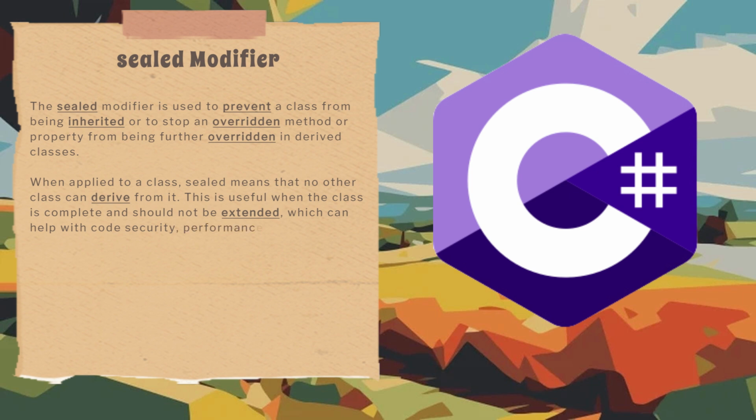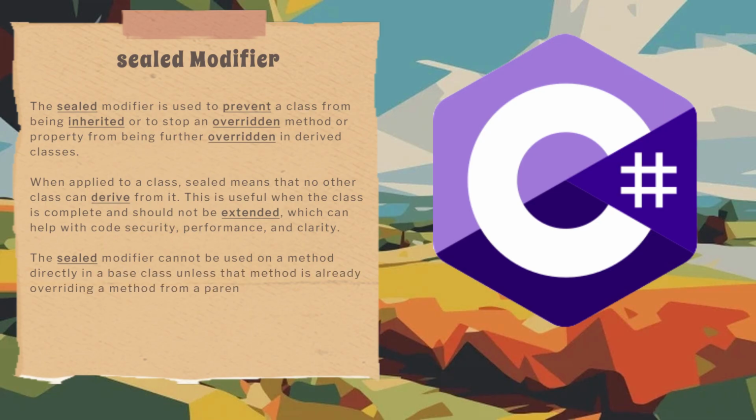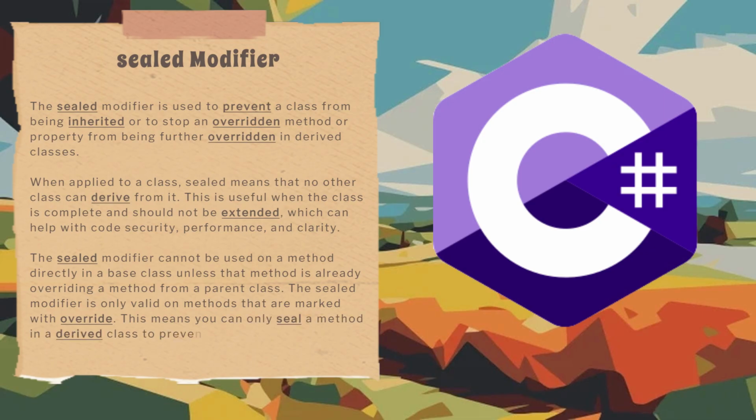and clarity. The sealed modifier cannot be used on a method directly in a base class unless that method is already overriding a method from a parent class. The sealed modifier is only valid on methods that are marked with override. This means you can only seal a method in a derived class to prevent further overriding in subclasses.